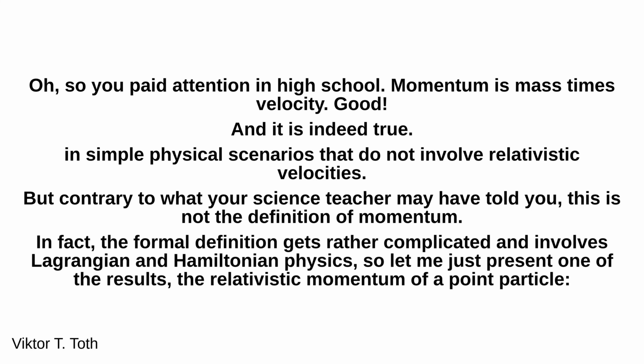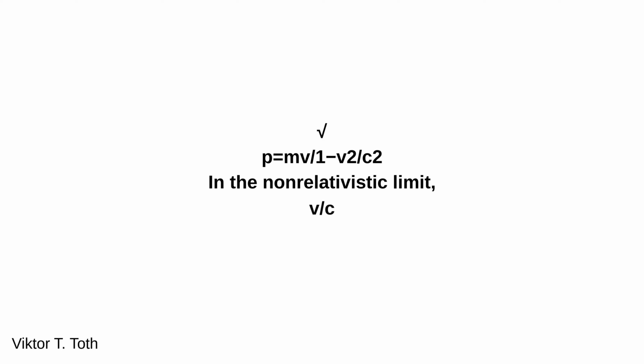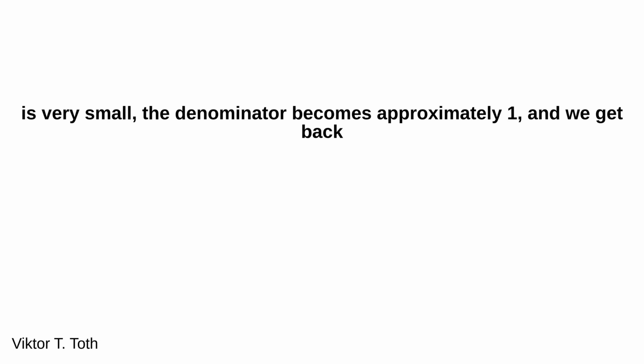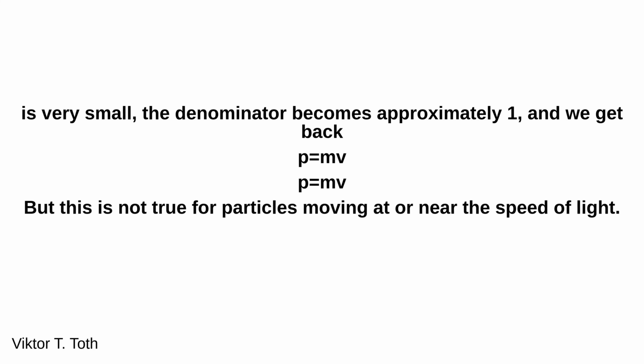In fact, the formal definition gets rather complicated and involves Lagrangian and Hamiltonian physics, so let me just present one of the results, the relativistic momentum of a point particle: p equals mv divided by the square root of 1 minus v squared over c squared. In the non-relativistic limit, v/c is very small, the denominator becomes approximately 1, and we get back p equals mv, but this is not true for particles moving at or near the speed of light.